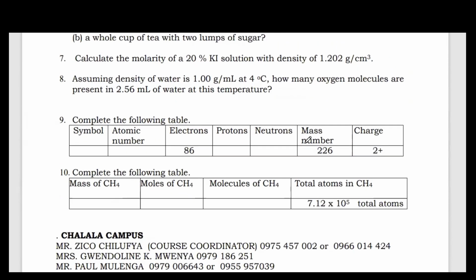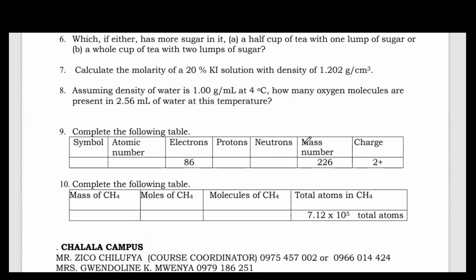Okay, so we go to question 6, which is a very interesting question. They're saying which, if either, has more sugar in it? A cup of tea with 1 lump of sugar or a whole cup of tea with 2 lumps of sugar? What can you say? Which one has more sugar in it?